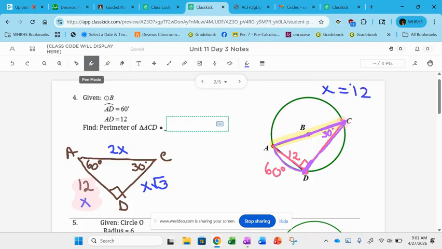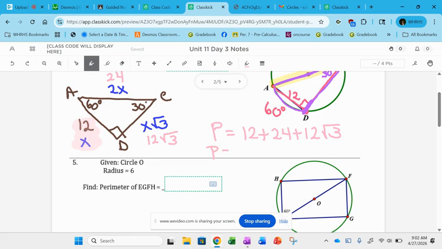So now I know x is equal to 12. Well, if x is equal to 12, how long is AC? 24, 2 times 12. And DC is going to be 12 times the square root of 3. Does anybody need me to re-explain how I got 24 and 12 root 3? We're okay? Okay, so now the perimeter is going to be 12 plus 24 plus 12 root 3. You can only add the like terms. So I can only add the 12 and the 24, and I get 36 plus 12 root 3.